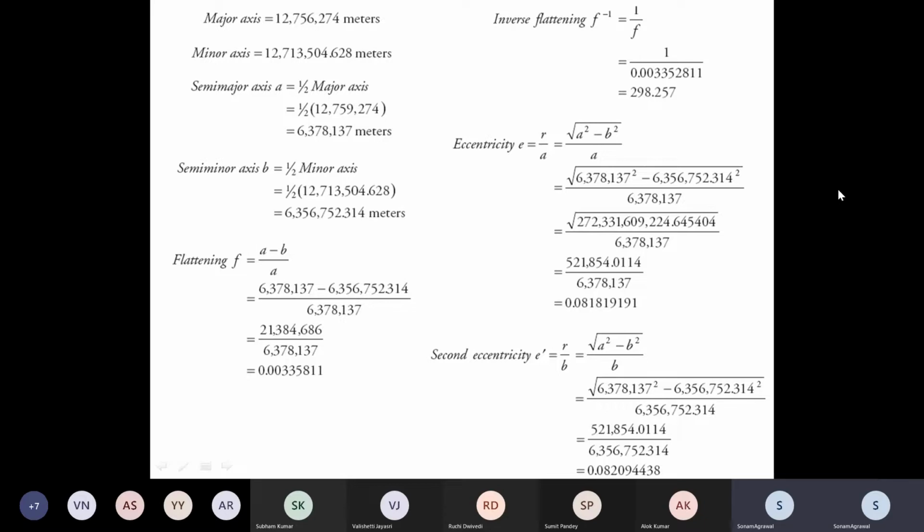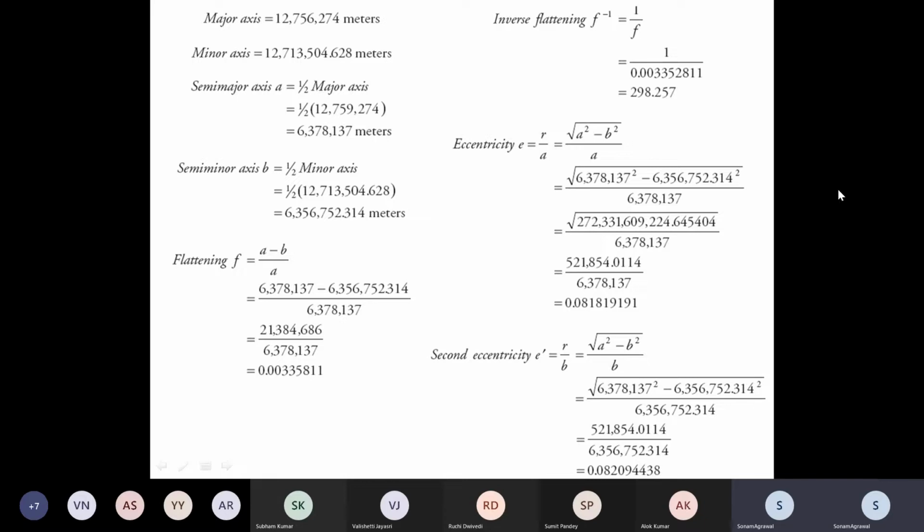So here major axis and minor axis length are already given. The first two parameters are semi-major axis and semi-minor axis. They are simply computed by dividing the value of the corresponding axis by 2. Then flattening is (a minus b) upon a. You simply put the values of a and b. A stands for semi-major axis and b stands for semi-minor axis. So if you put all these values over here, the value of flattening can be computed.